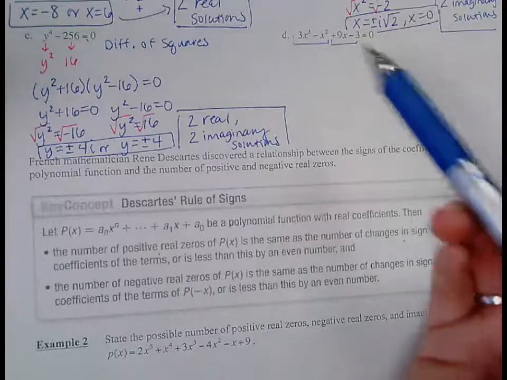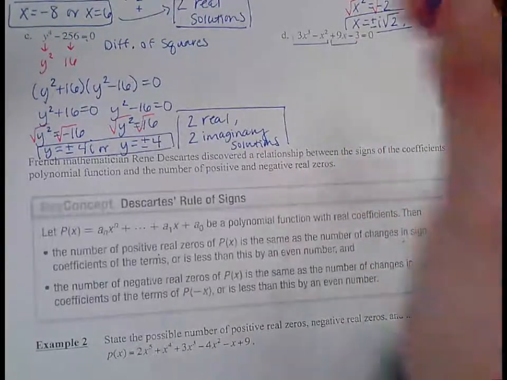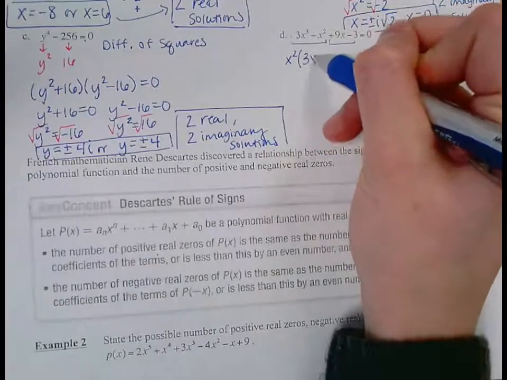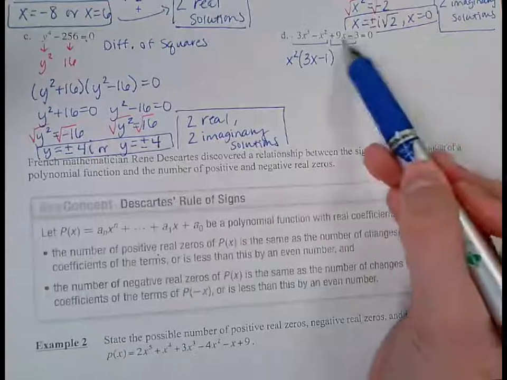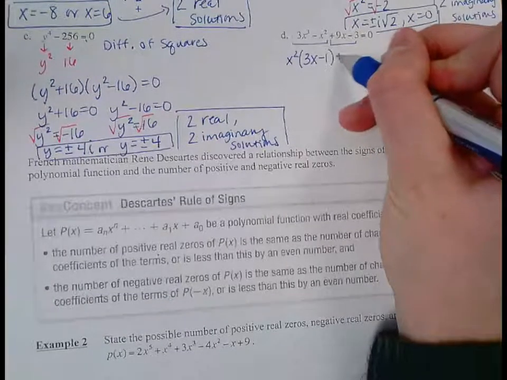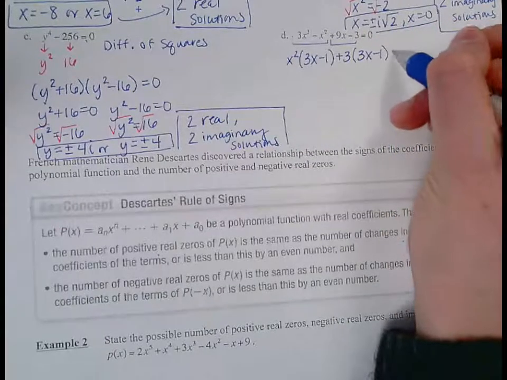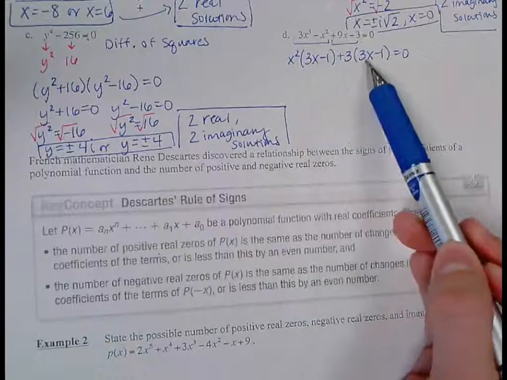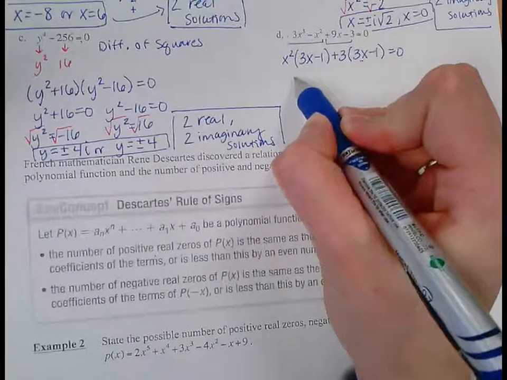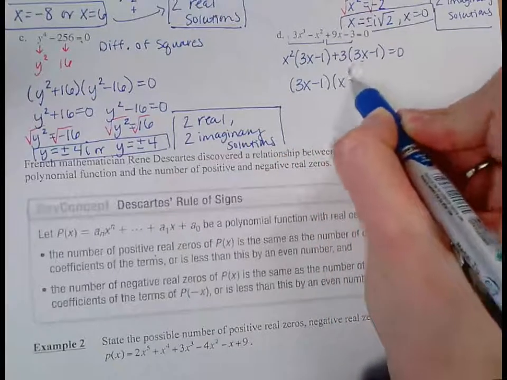So with grouping, first 2 terms, what do they have in common? X squared. Factor that out, we have 3x minus 1. And then second 2 terms, what do they have in common? 3, so take out a 3. Dividing both by 3, we have 3x minus 1. And for grouping to work, parentheses have to be the same, which they are in this case. So fully factored, we have 3x minus 1 times x squared plus 3.